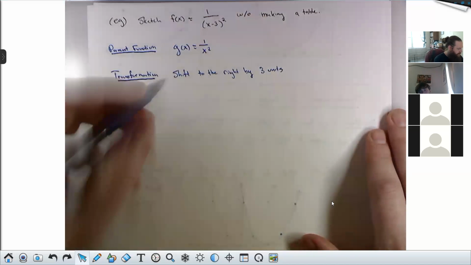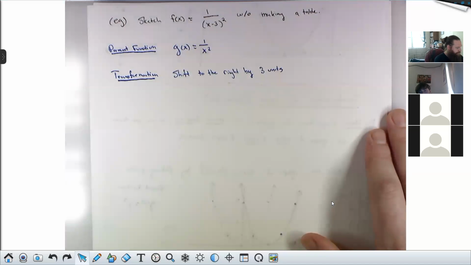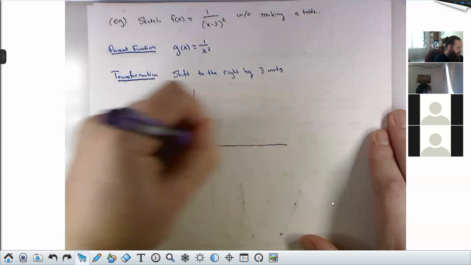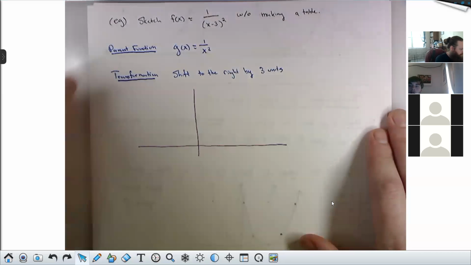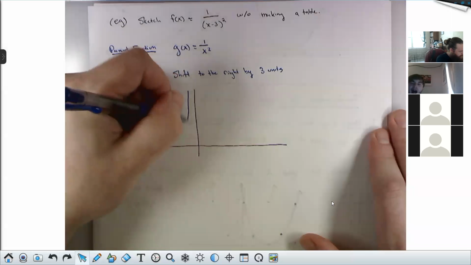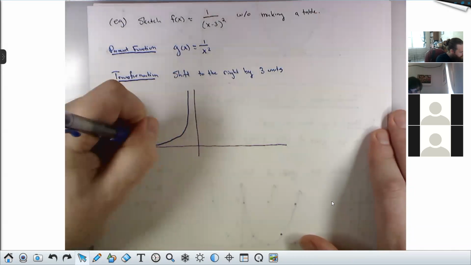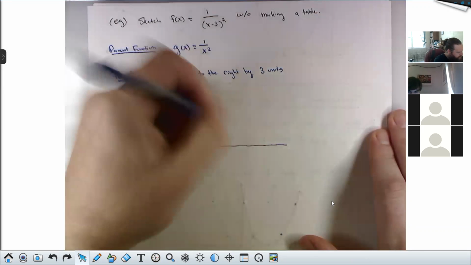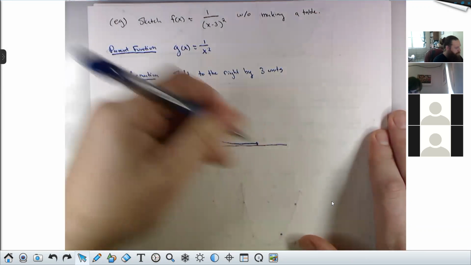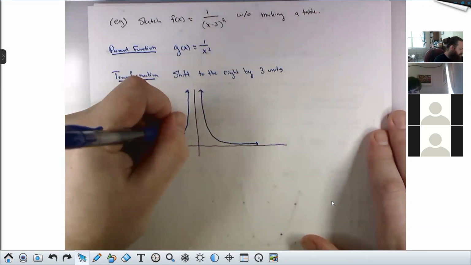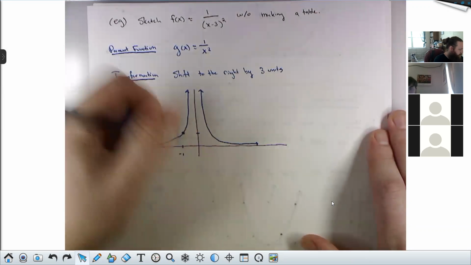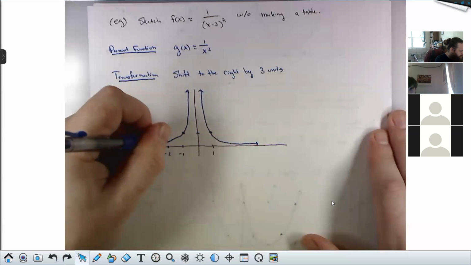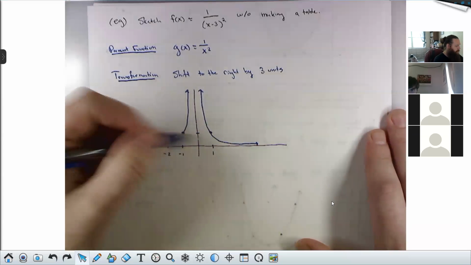Okay. The graph of the parent function, come down here, give us some nice coordinate axes. The graph of the parent function, 1 over x squared, looks like this. Some points that are on this graph: negative 1, comma 1. Positive 1, comma 1. I feel like you could say negative 2, comma 1/4. I'll just stick with those 2 for now.